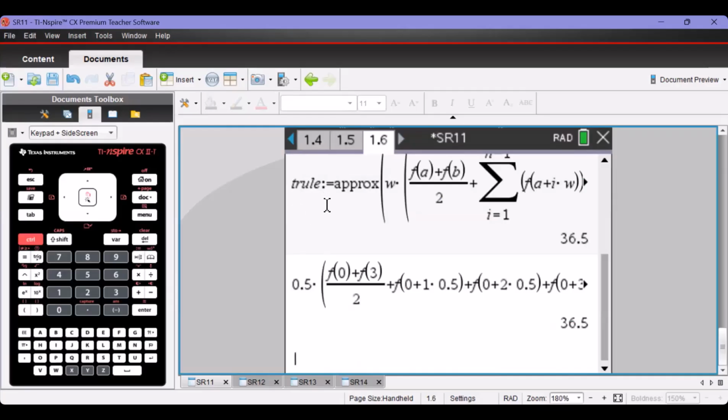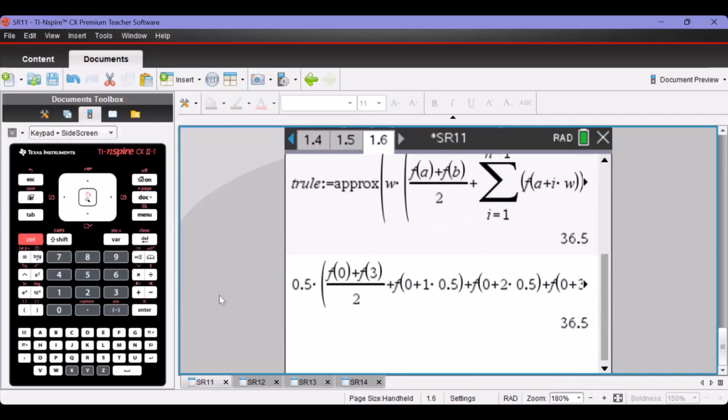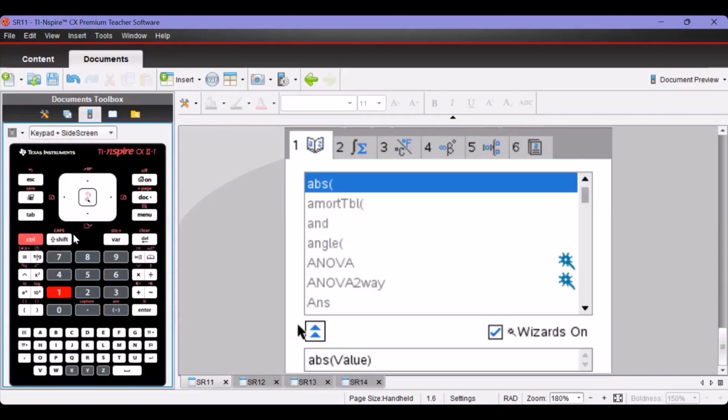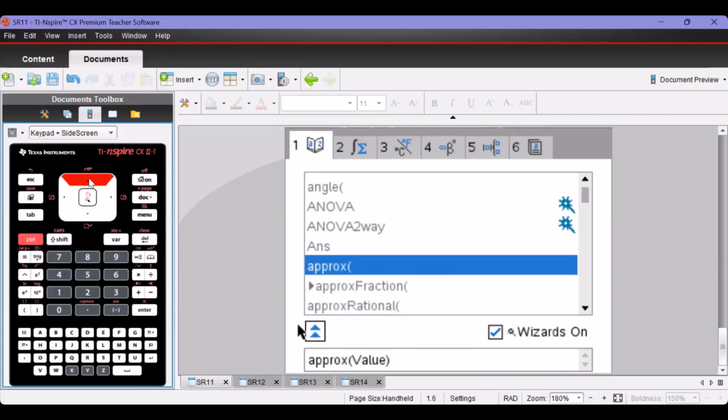Now, to get a decimal answer, what I've done here is I've started with the approximate command. And how you find the approximate command is if you go into your catalog and then press 1 to enter the A to Z part of the catalog, and then scroll down, you find the approx or approximate command, and the syntax is approximate value.